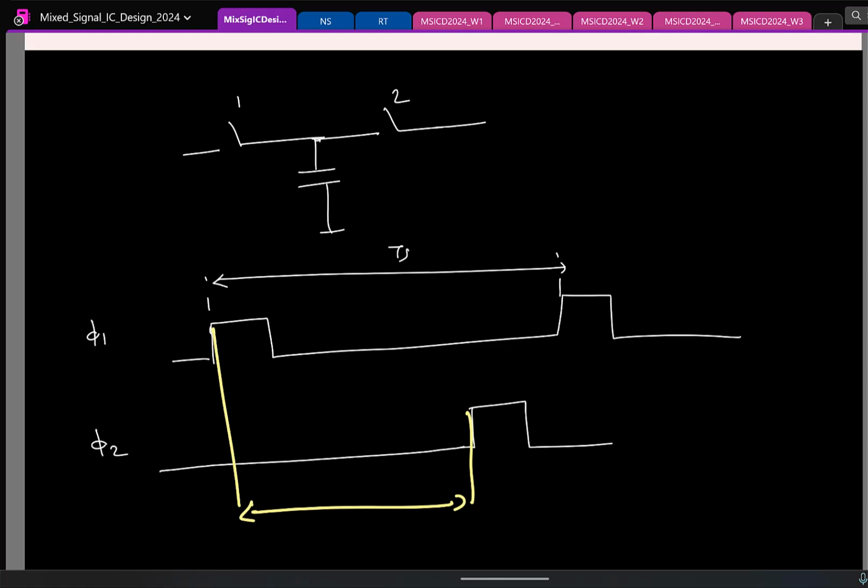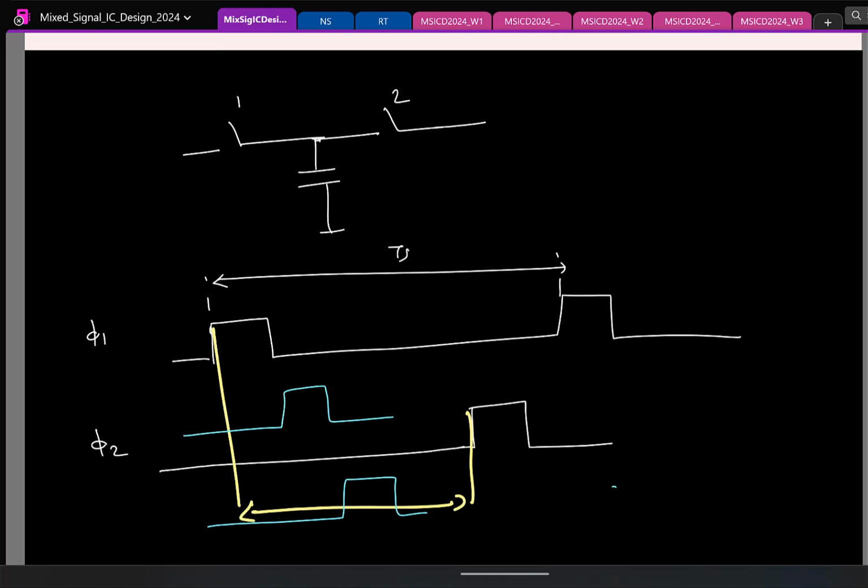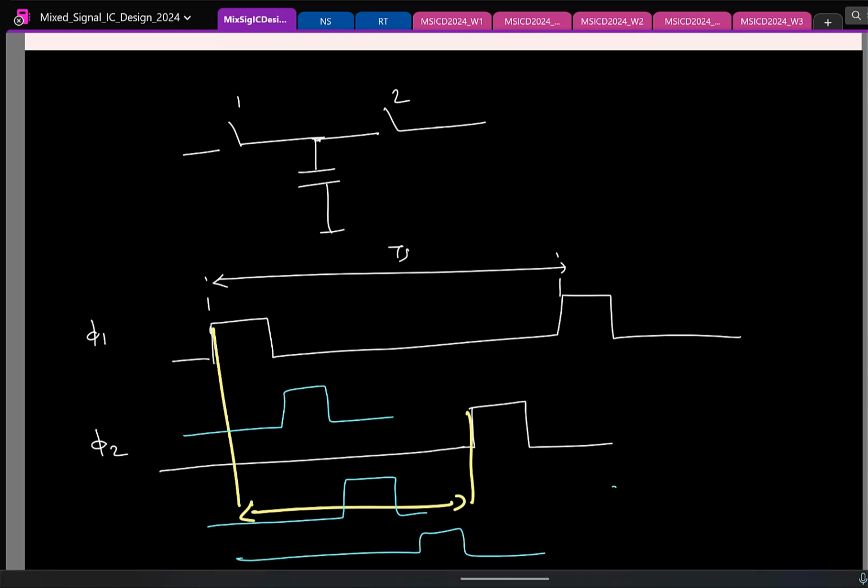So in practice, you can have multiple phases of clocks. You can have multiple clocks like this for phi 2. And depending on what clock you feed in here, the delay can also be programmed over one clock period of Ts. Of course, variations of this are used.